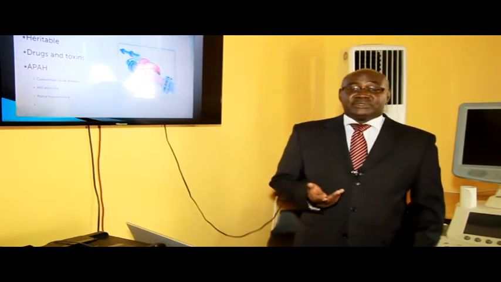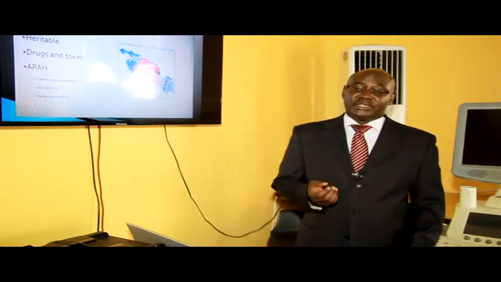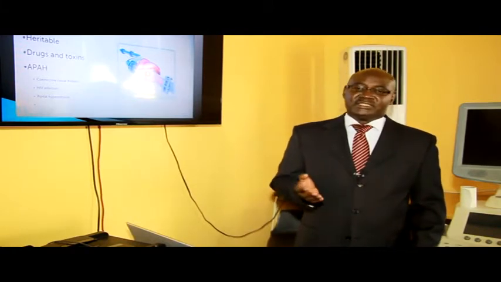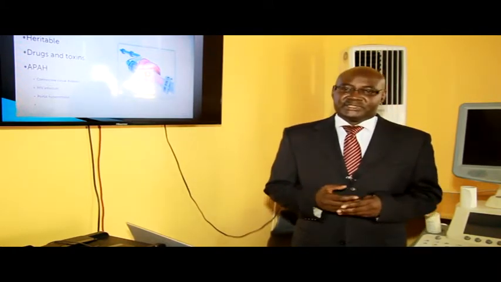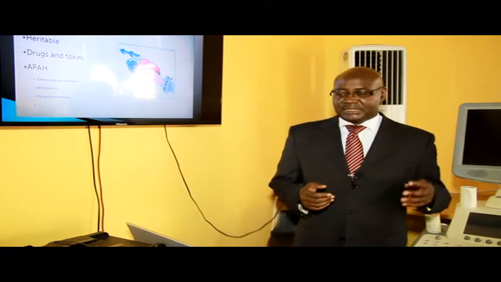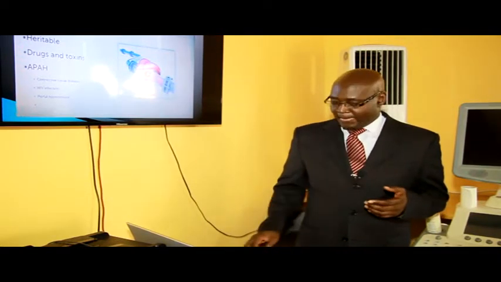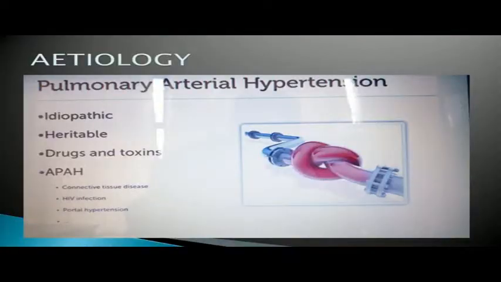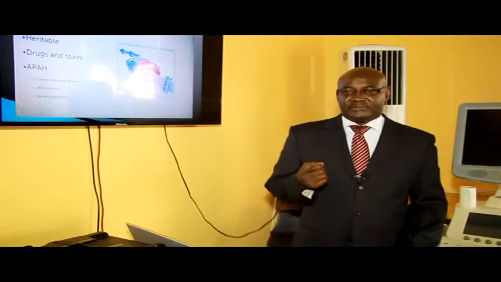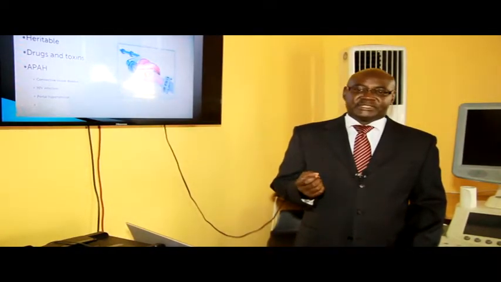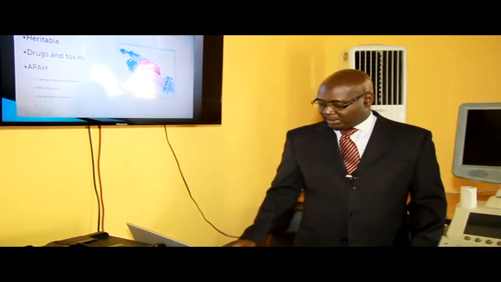The other causes can be congenital or hereditary. So the disease, sometimes it runs in certain families. So we also have to look at the families and screen them to see whether there is any family history of pulmonary hypertension. Drugs and toxins, there are certain drugs and toxins that can cause the left ventricle to malfunction and therefore create a conducive environment for pulmonary hypertension to occur.